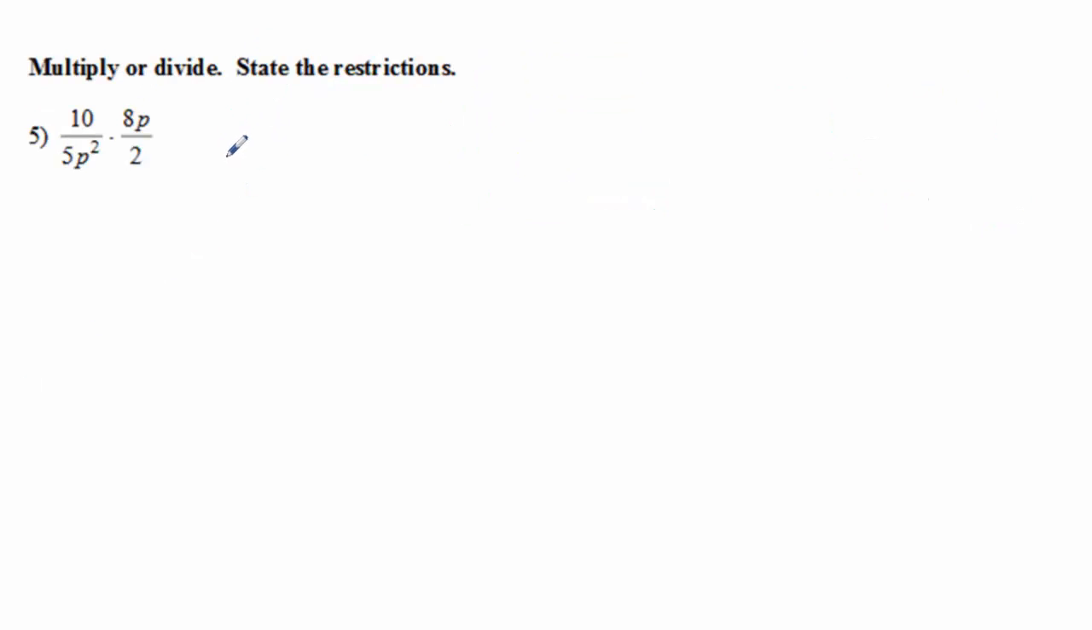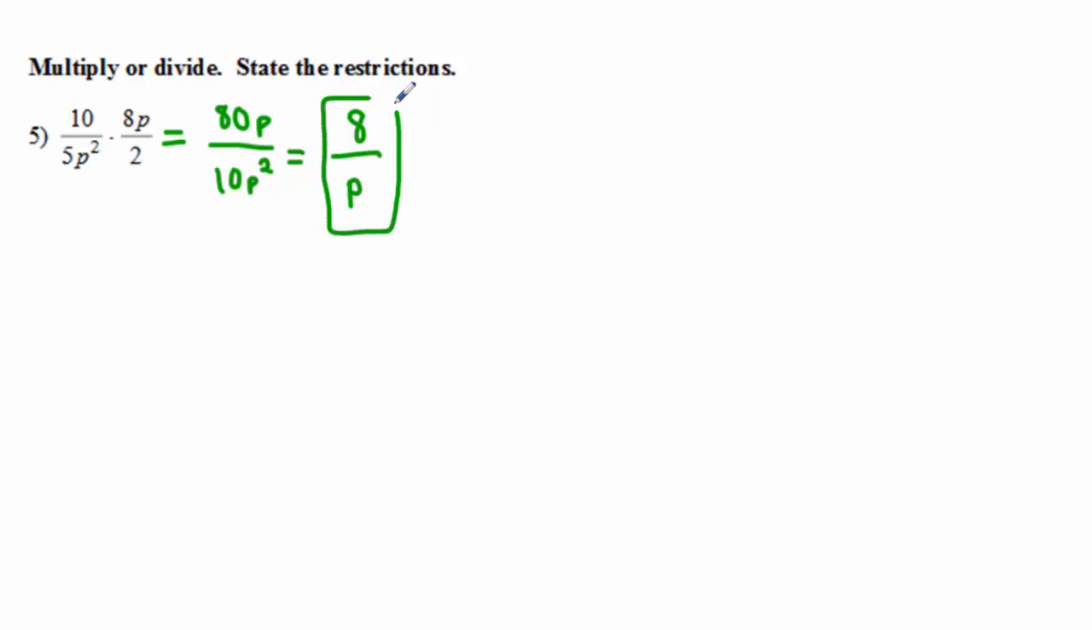Now we're going to either multiply or divide. So multiplying, we multiply straight across the top and straight across the bottom. There's a couple different ways to do this. You can go ahead and multiply and get 80p over 10p squared, and then simplify. So 80 over 10 gives us 8, and p over p squared gives us a p on bottom because there's one more p on bottom than there was on top. That would be our answer.